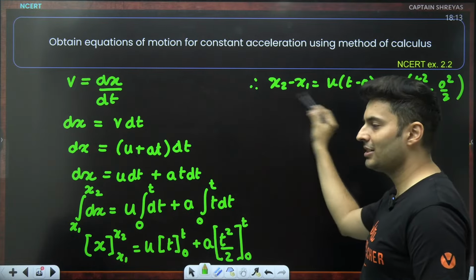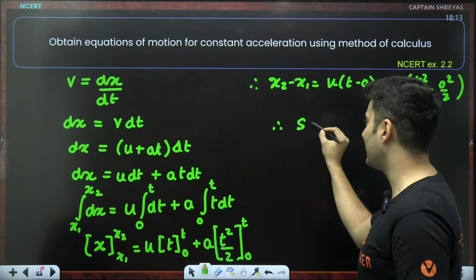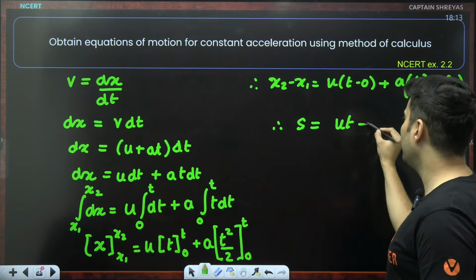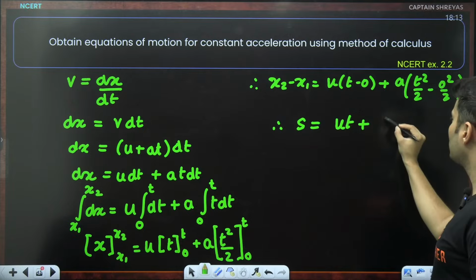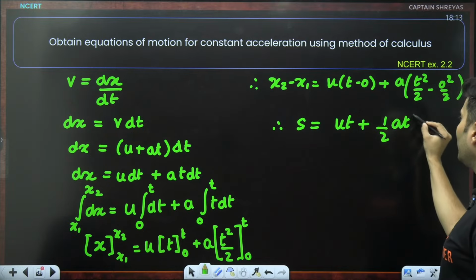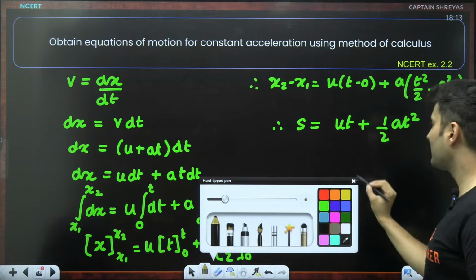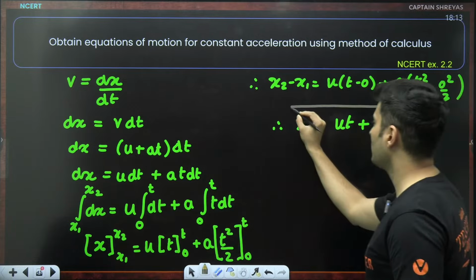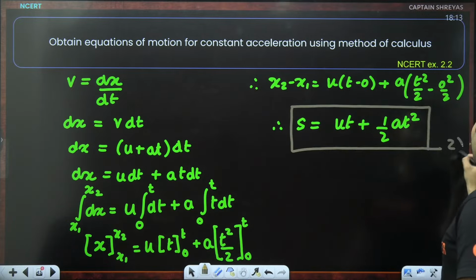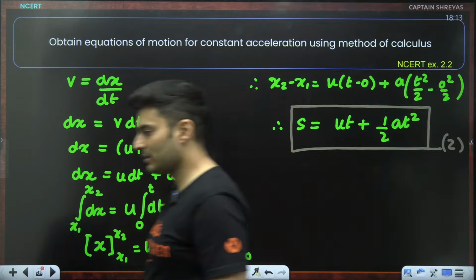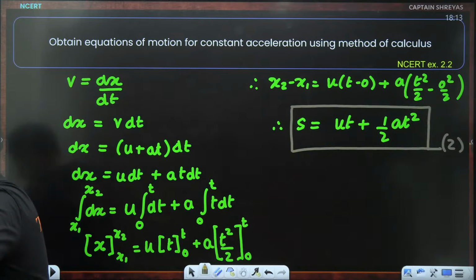x2 minus x1, change in the position. What is it? Displacement. So this is s. What is this? This is ut plus, 0 is gone, so it will be half a t square. This is your second equation of kinematics. Very good. Excellent.